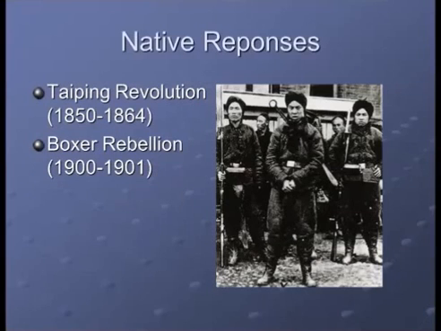One is the Taiping Revolution, where an individual believes he is Jesus' brother, and he launches a revolution against the government. So it's a mix of Western ideas, but also against the Chinese government. And up to 30 million people die in this revolution, and it weakens the Chinese government.